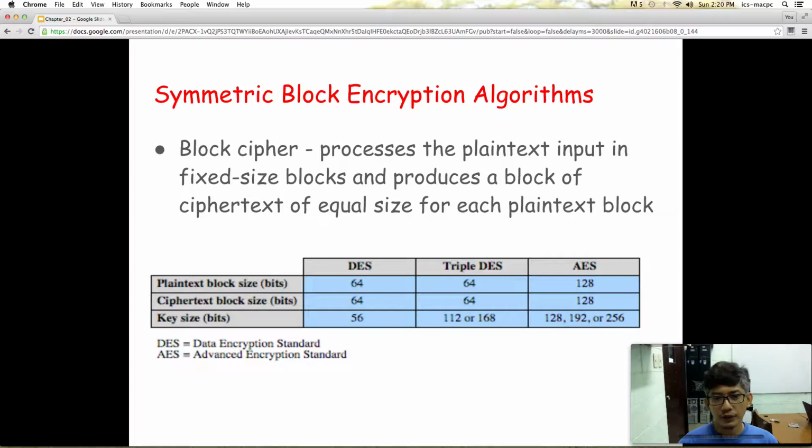In this table, you can see three algorithms. You have DES, triple DES, and AES. Also denoted in the table are the size of the plain text block that is processed and the size of the ciphertext block. As you can see, the sizes of the plain text and the ciphertext are the same. For the key size, for DES you have 56 bits. For triple DES and AES, they require more bits for the key.